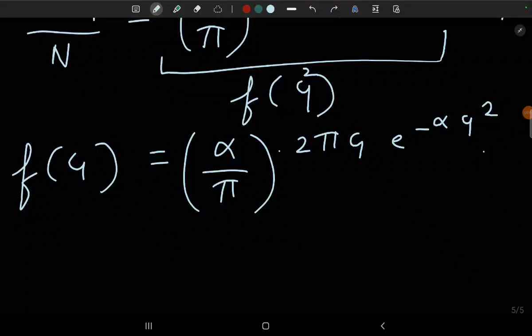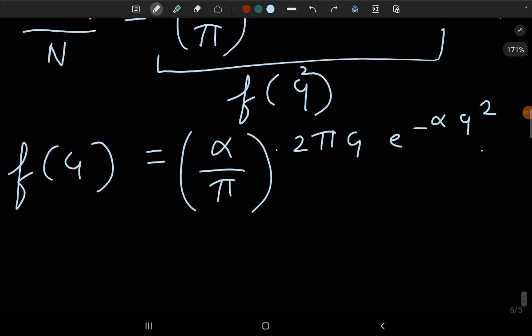In the last video, we arrived at the normalized form of the probability density function, and the only challenge now was the determination of this value of alpha. So how do we determine the value of alpha? This is going to be how we start this video.